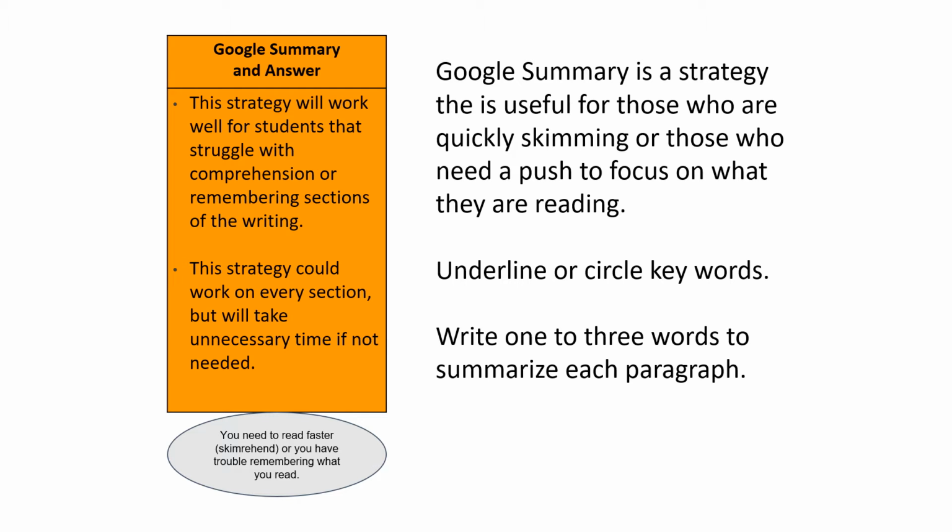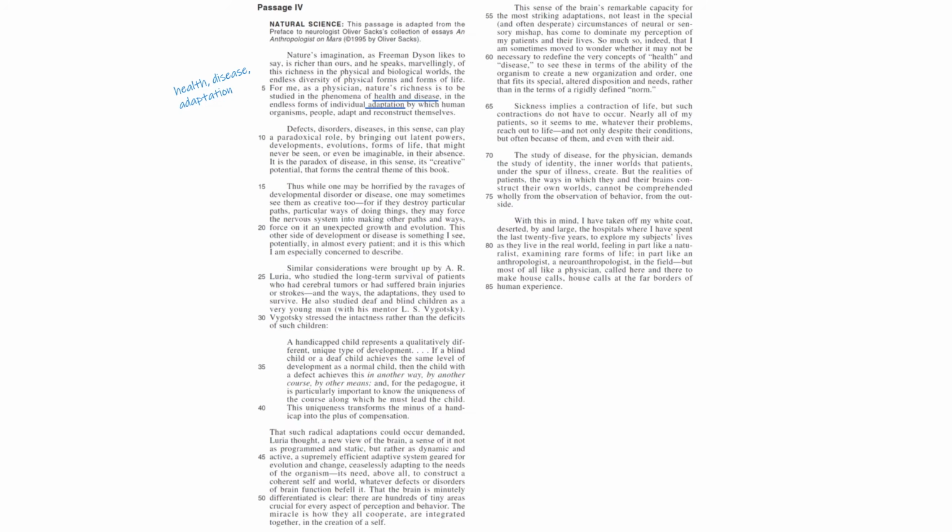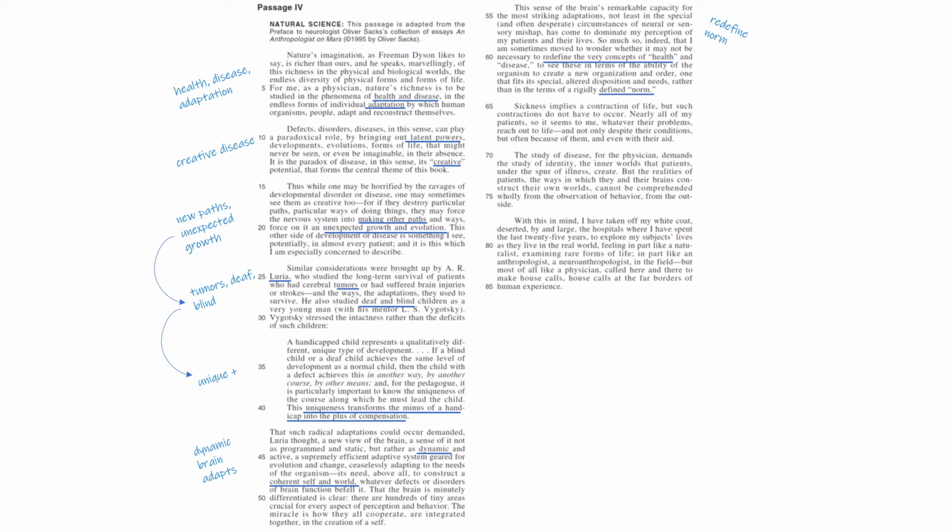Let's first try Google Summary. On your passage, beside each paragraph, write 1 to 3 words to summarize what happened in that paragraph. For my first paragraph, I wrote health, disease, adaptation. Then I wrote creative disease. Wrote new paths, unexpected growth. Then I wrote tumors, deaf, blinds, and I drew an arrow because it's talking about those new paths. Then I wrote unique plus, and I drew an arrow again. And then I wrote dynamic brain adapts, redefine norms, sickness to life, patient realities, and explore house calls.